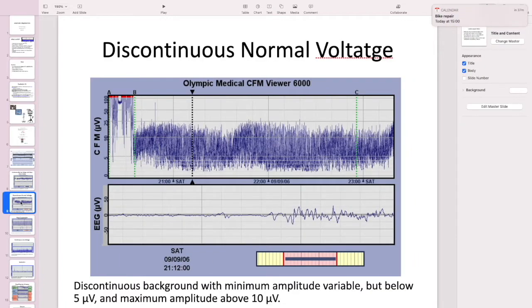but the pattern would be similar in children and adults. The next is a discontinuous normal voltage. So here we look at the lower border. The lower border is below 5, just below 5 if we put a line through. The upper border, however, is fine, it's above 10. There's not really sleep-wake cycling, and there's broad difference in the amplitude. It looks a lot thicker, and there's none of the sleep-wake cycling.